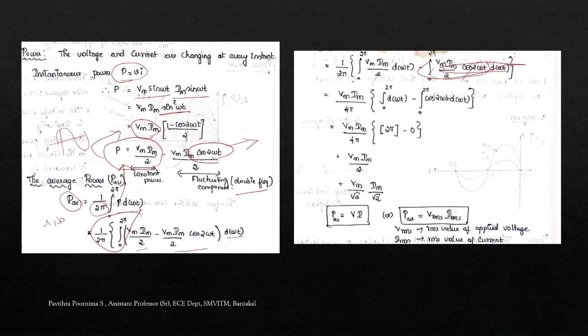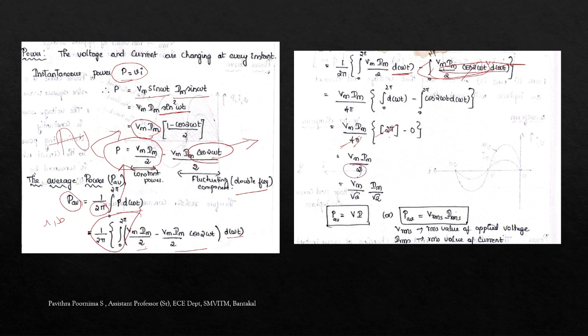So consider the first term, which is 1 divided by 2 pi, 0 to 2 pi, Vm Im divided by 2 d omega t. In the integration with respect to omega t, Vm Im by 2 remains constant, so keep it out. So Vm Im divided by 2 into 2 pi, which is 4 pi, and 0 to 2 pi d omega t. Integration of dx is x, so integration of d omega t is omega t, and the limit is from 0 to 2 pi. Upper limit minus lower limit is 2 pi minus 0, which is 2 pi. Then pi and pi get cancelled, and 2 and this 4 get cancelled, so the remaining will be 2.